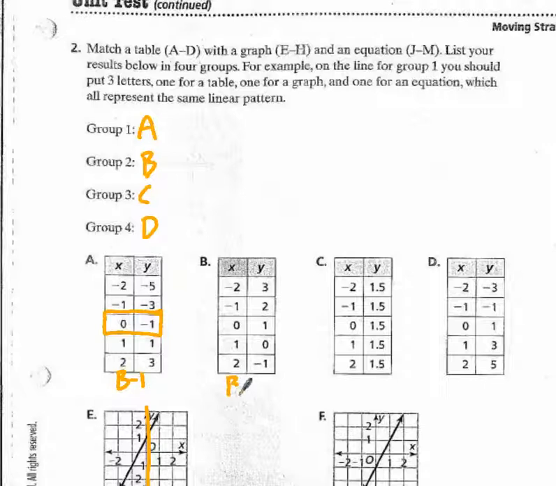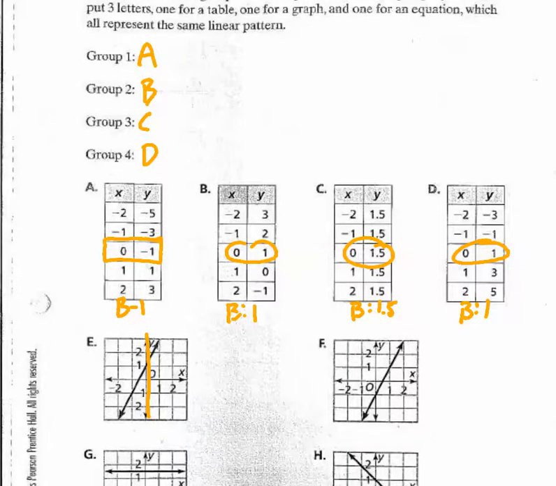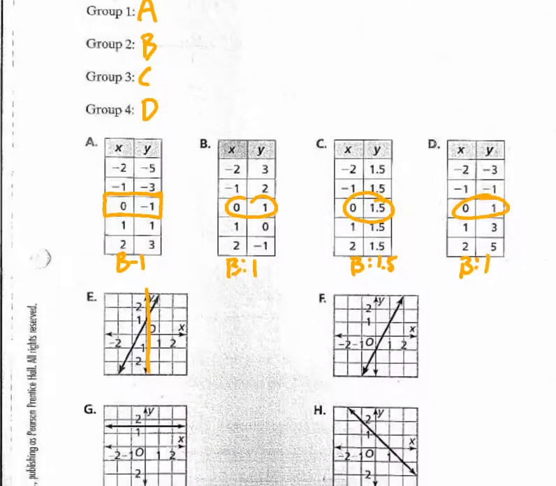This one has a b value of 1. This one here has a b value of 1.5. And this one also has a b value of 1. So this should make life much easier for finding at least 2 of them, right? So which one has a y-intercept of -1? Oh. This is the only one that has a y-intercept below the x-axis. So table A has to go with graph F.